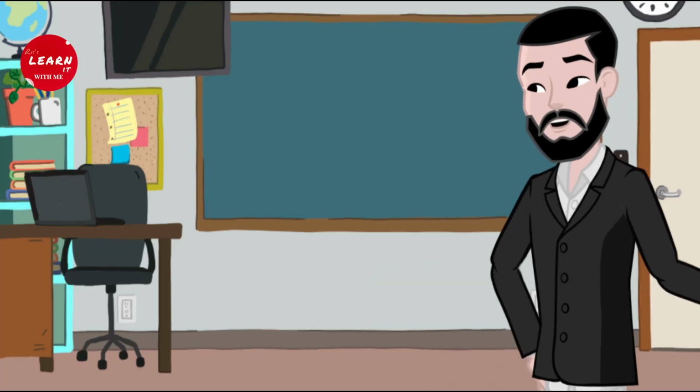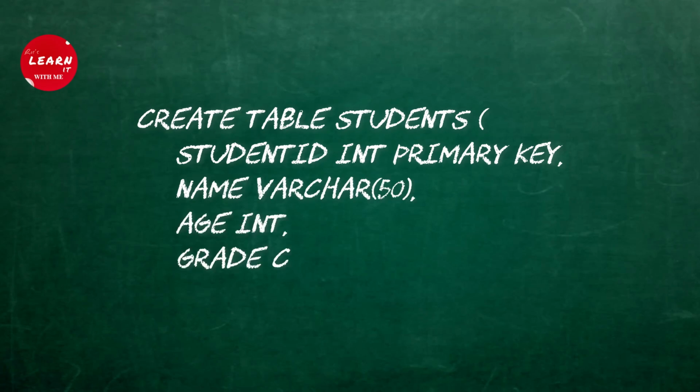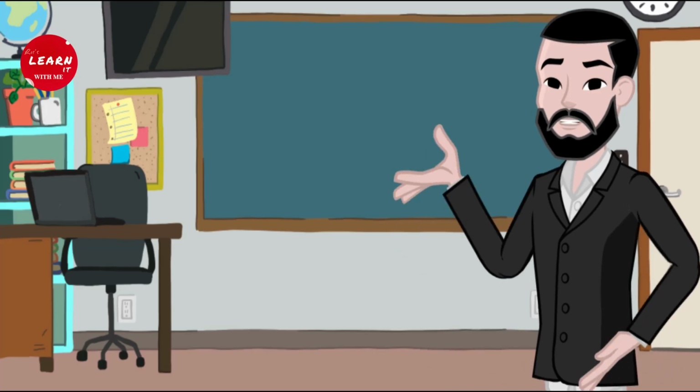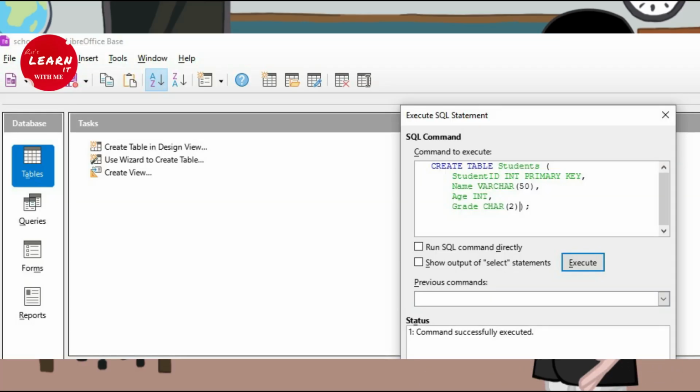Let's create a table named student. For this we will have to write the following query. In the given query, the table name is student and it has 4 columns. These are 1. Student ID, 2. Name, 3. Age, and 4. Grade. The column student ID is declared with integer data type and is also set as primary key.